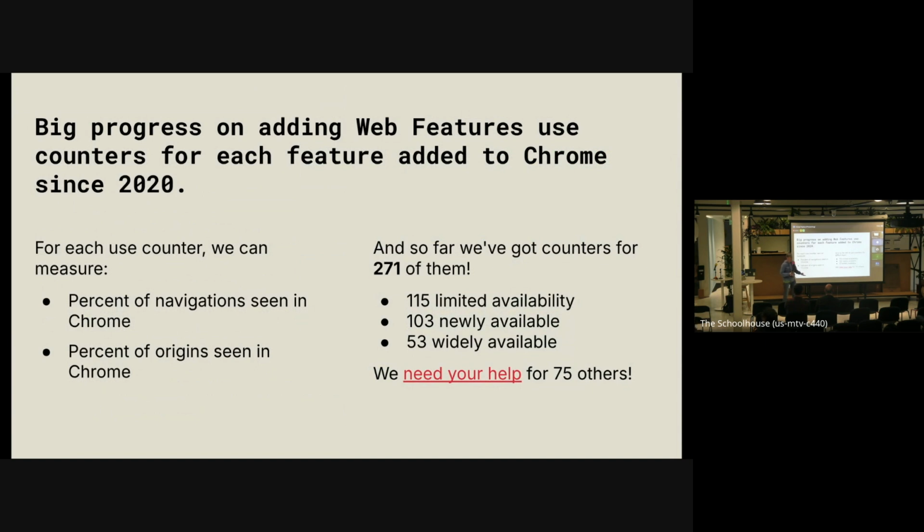So as part of this, the Chromium side of this initiative, we asked everybody to implement this special WebDX use counter for WebDX features, which have been in Chrome since 2020. And everybody's been doing an amazing job. We've got 271 use counters, and they actually have a pretty good distribution of Baseline availability: 115 limited, 103 newly, and 53 widely. And now we can really measure accurately the percent of navigations in Chrome that each of these features is seen on, and the percent of origins. I have a link in the slides for the spreadsheet to go after the rest. I'd love people's help with that.